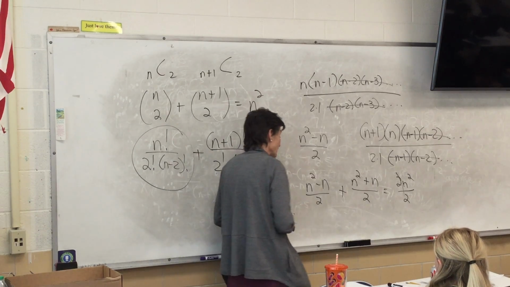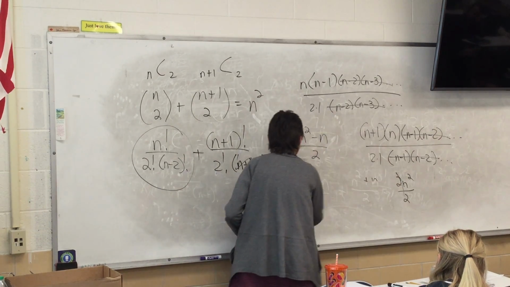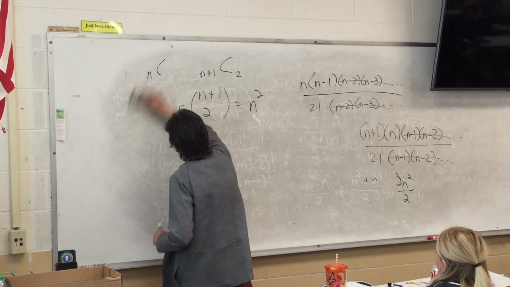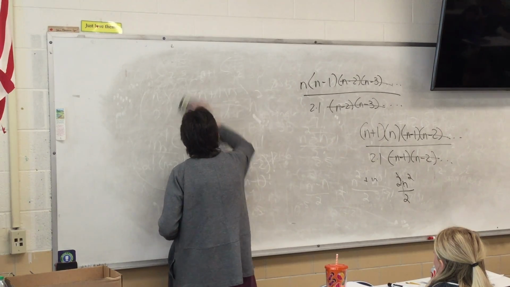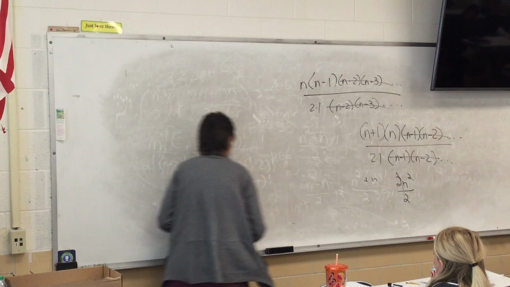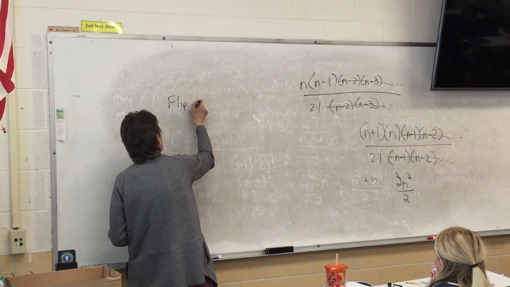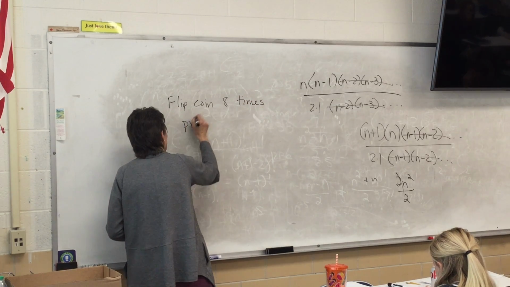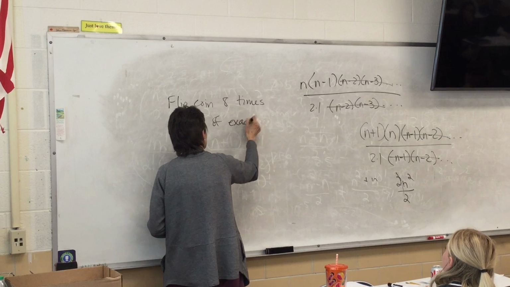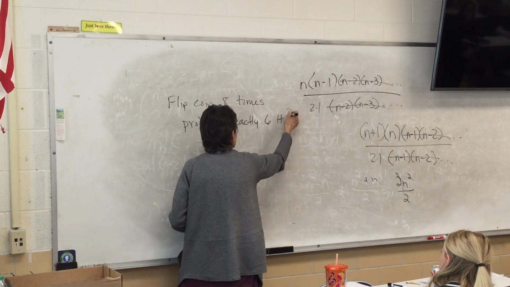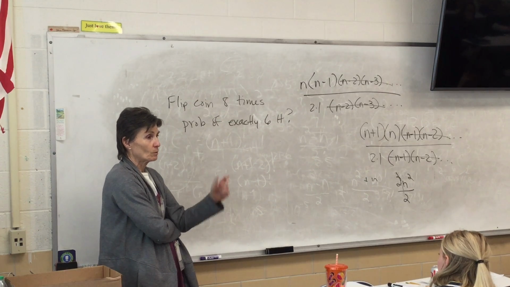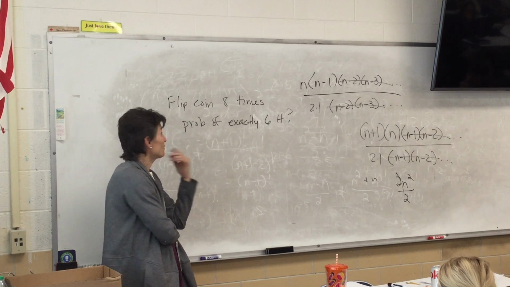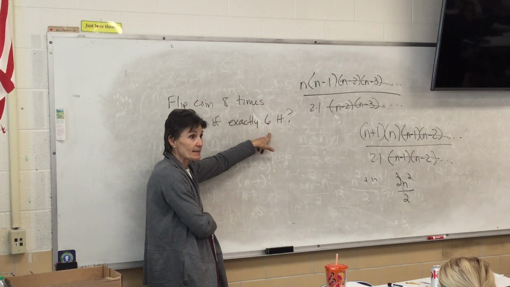All right, now we're talking about probability. We talked about that yesterday in terms of binomial. Let's do a quick review problem. Let's say we're going to flip a coin 8 times. What's the probability of exactly 6 heads? So you know, flip a coin. So we're going to start with 8 C 6.